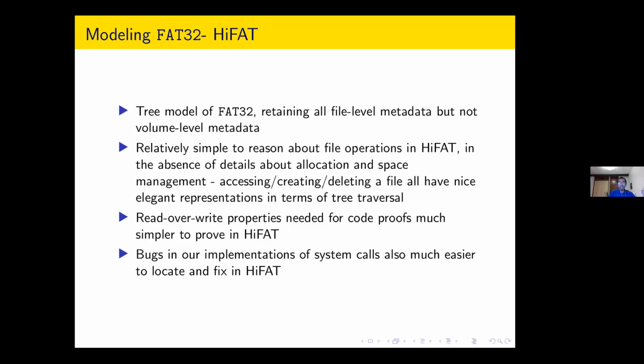And read over write properties are much simpler to prove in HiFAT. And it's also been a practical experience that, in as much as we had some bugs in this file system, though we've tried to avoid them and even remove them during the process of theorem proving, they were easier to locate and fix in HiFAT.